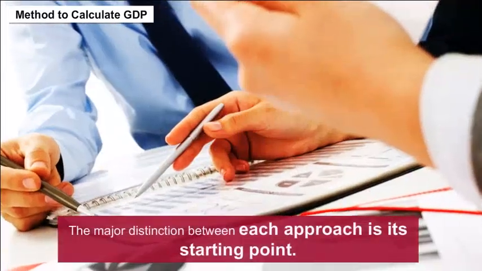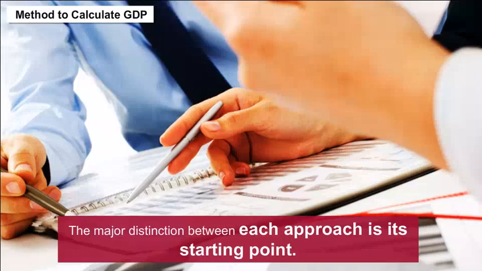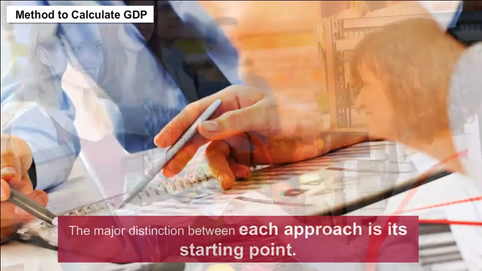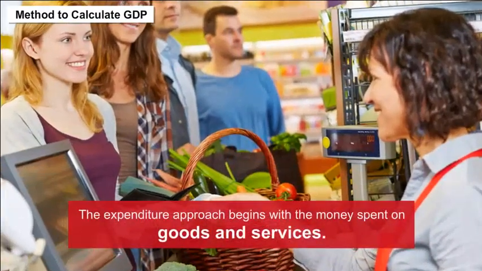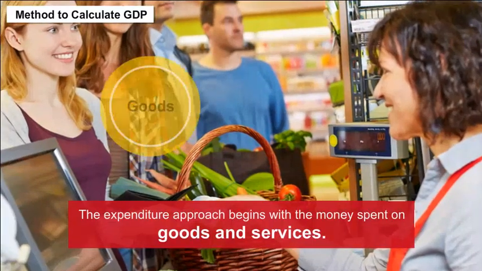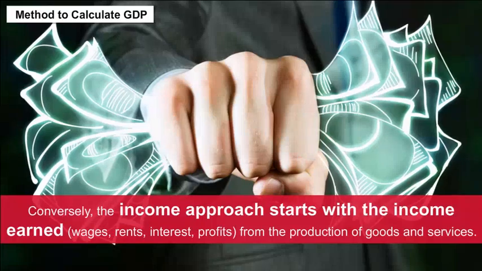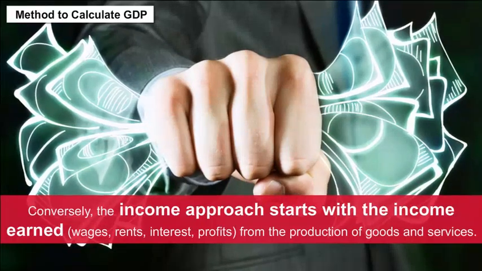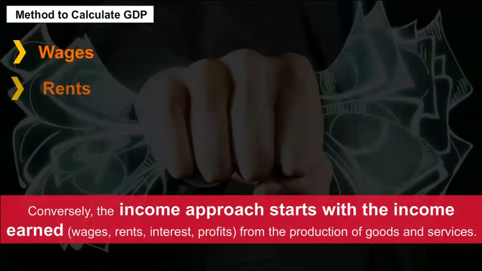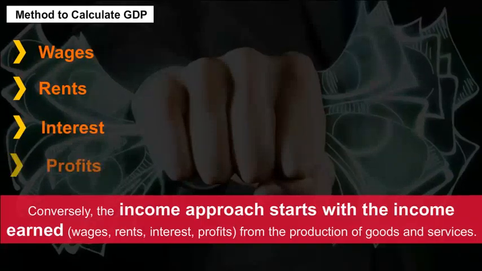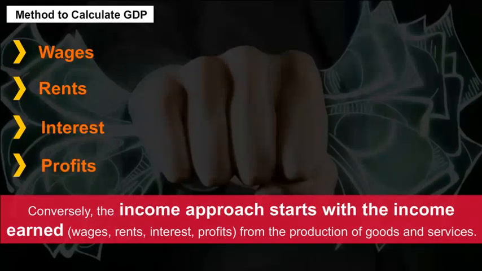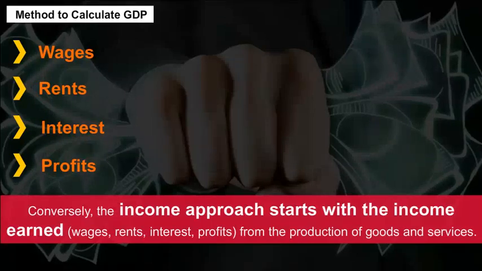The major distinction between each approach is its starting point. The expenditure approach begins with the money spent on goods and services. Conversely, the income approach starts with the income earned, wages, rents, interest, profits from the production of goods and services.